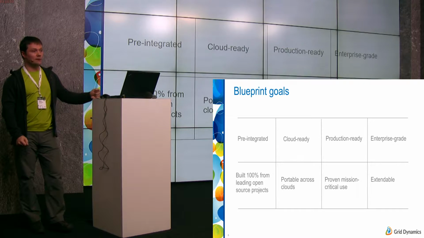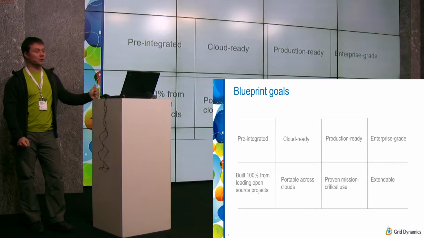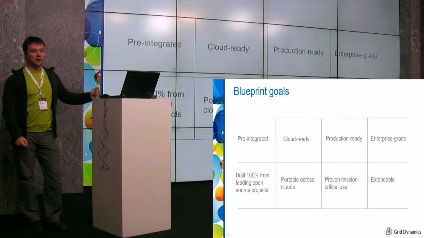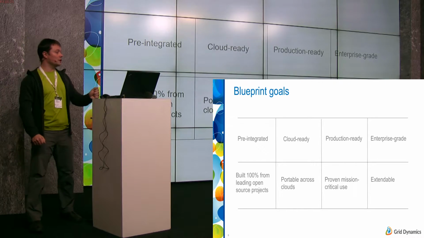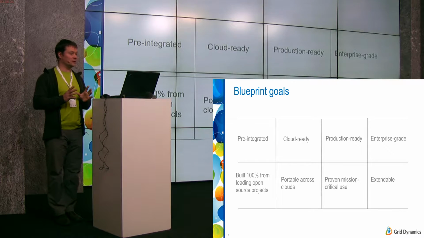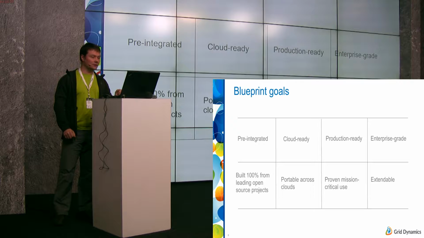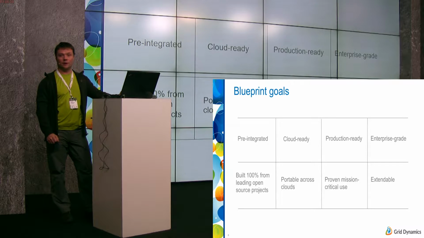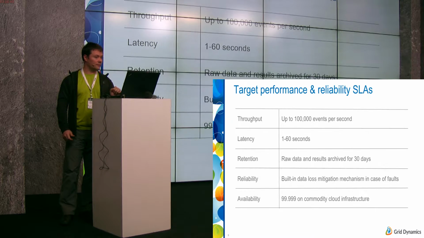First, the system that we develop should be deployable in clouds, cloud ready, and independent of the cloud provider. Then all the components used in the architecture should be integrated, on top of standard interfaces or an out of the box solution. And it should have proven mission critical use in big corporate enterprise projects.